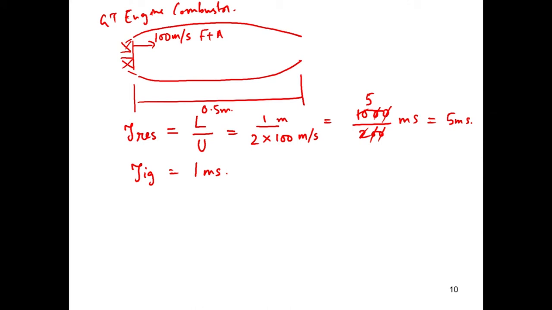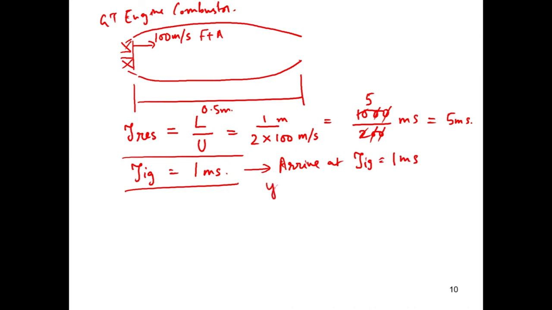So, to understand this thing and to resolve these kinds of ignition delay, to arrive at this 1 millisecond, you need detailed chemistry. By detailed chemistry, what I mean is that you need all these detailed steps and numerous species by which this can be predicted.